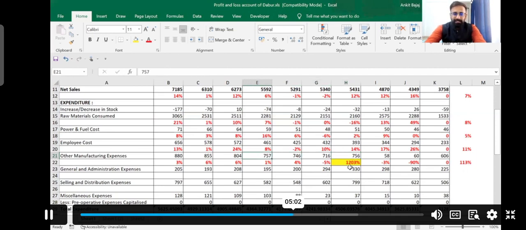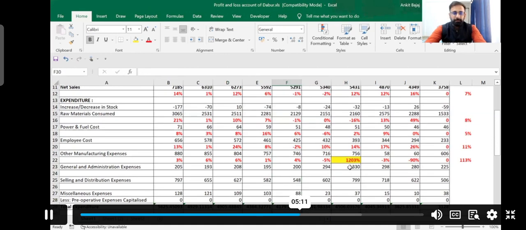Similarly, if you see, these expenses are now consistent. So 756, 716, it means they are charging more depreciation. This could be the reason. You can find out by reading the annual report of companies.